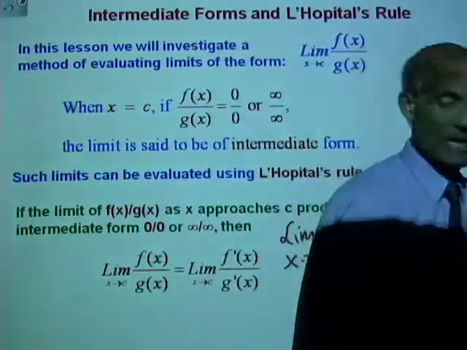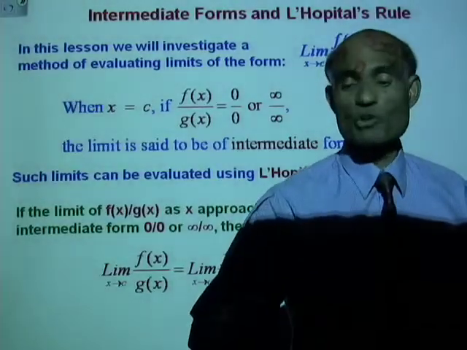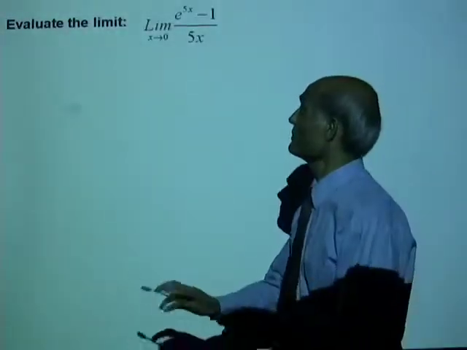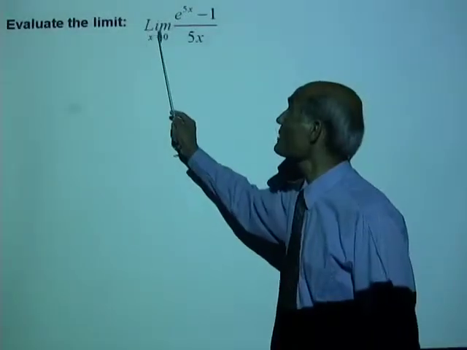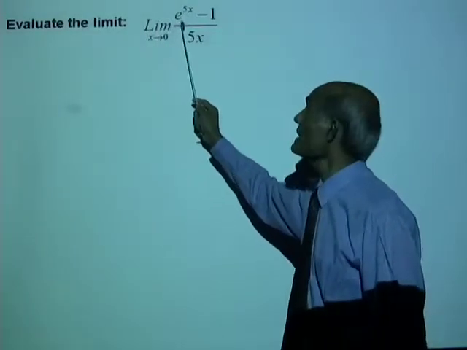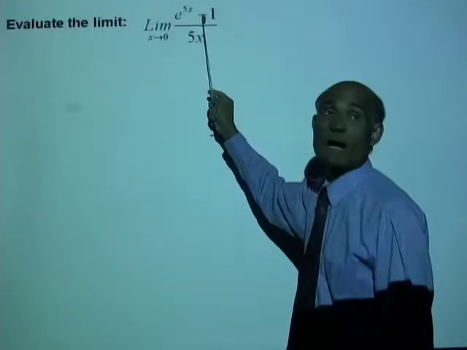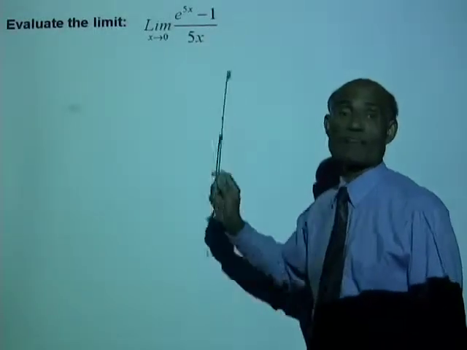Alright. Okay, let's look at a couple more examples. Let's try this limit. Evaluate the limit as x approaches 0 of e to the power of 5x minus 1, all over 5x.